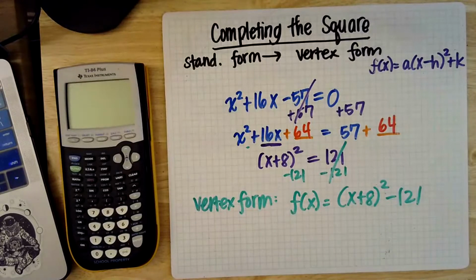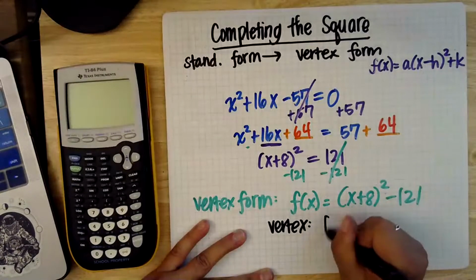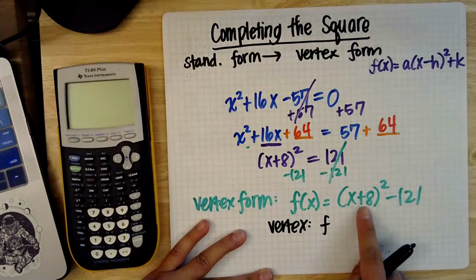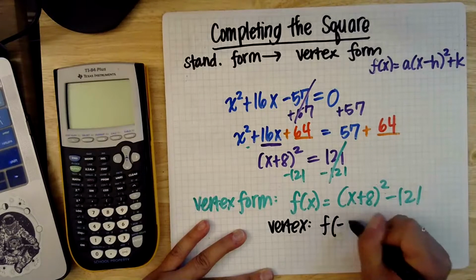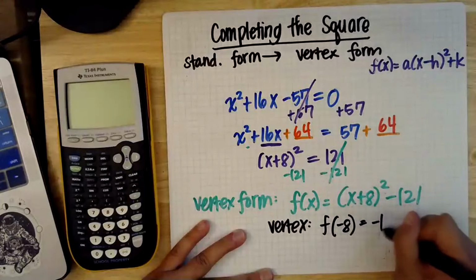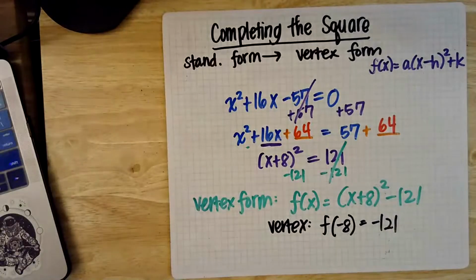So what does this tell me? This tells me that my vertex is f of negative 8 equals negative 121. Remember, my input is always opposite of what the equation is telling me.